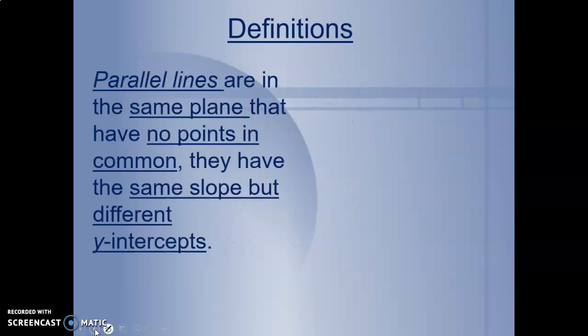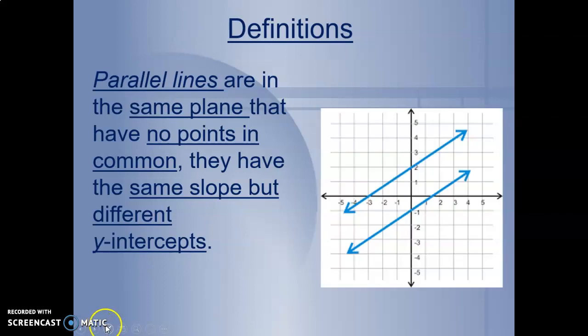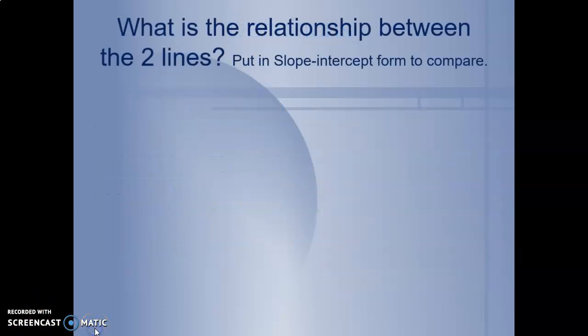Now here are some definitions for you. Parallel lines, you should know, are lines in the same plane that have no points in common. They have the same slope, but different y-intercepts. They run side by side, but because they have the same slope, they will never cross. Any line that has a different slope will eventually at some point cross, but parallel lines will never cross because they have the same slope. They do, however, have different y-intercepts. You can see this top line has a y-intercept of 2, and the bottom line has a y-intercept of negative 1. So they are parallel, they have the same slope, but different y-intercepts.